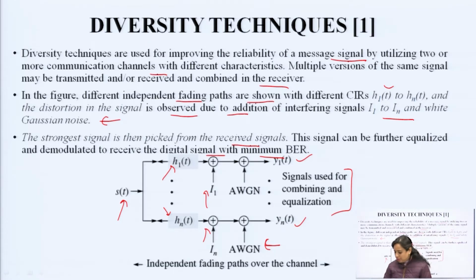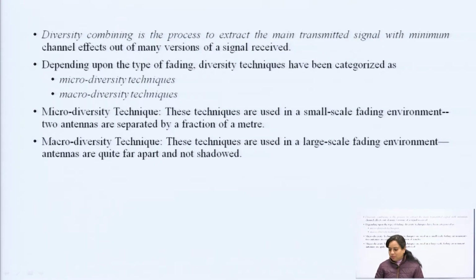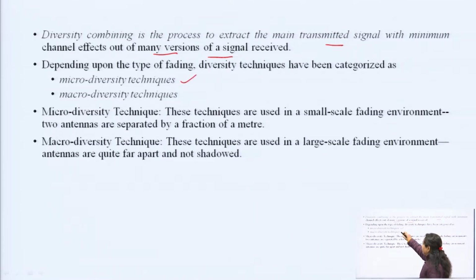So, these are the different diversity techniques that we have seen here. Diversity combining is the process to extract the main transmitted signal with minimum channel effects out of many versions of a signal that has been received. Depending upon the type of fading, there are different types of diversity techniques, like micro diversity and macro diversity techniques. Micro diversity techniques are used in a small scale fading environment. Two antennas are separated by a fraction of a meter.